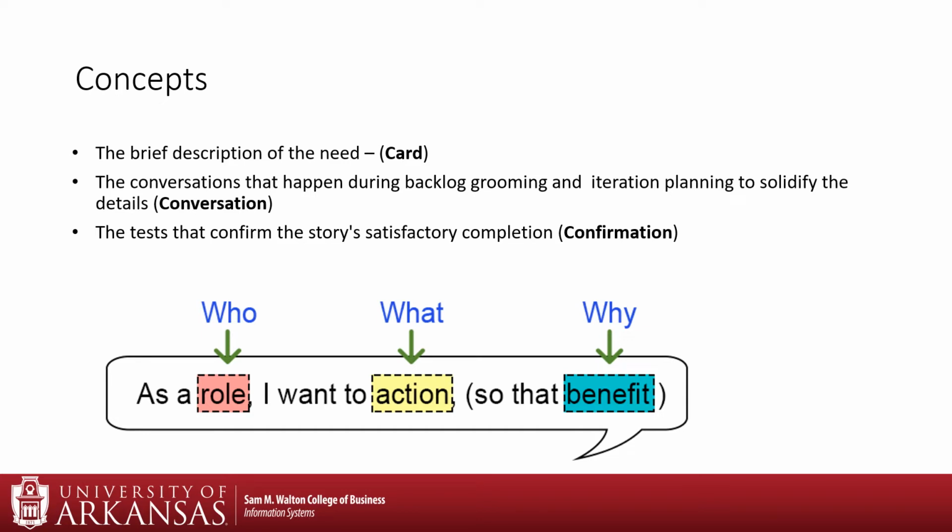User stories are defined incrementally in basically three stages: a brief description of what's needed, the conversations that happen during backlog grooming and iteration planning to solidify the details, and tests to confirm that the story has been satisfactorily completed. These are known as the three C's: card, conversation, and confirmation. We'll talk more about this later on in this lecture.